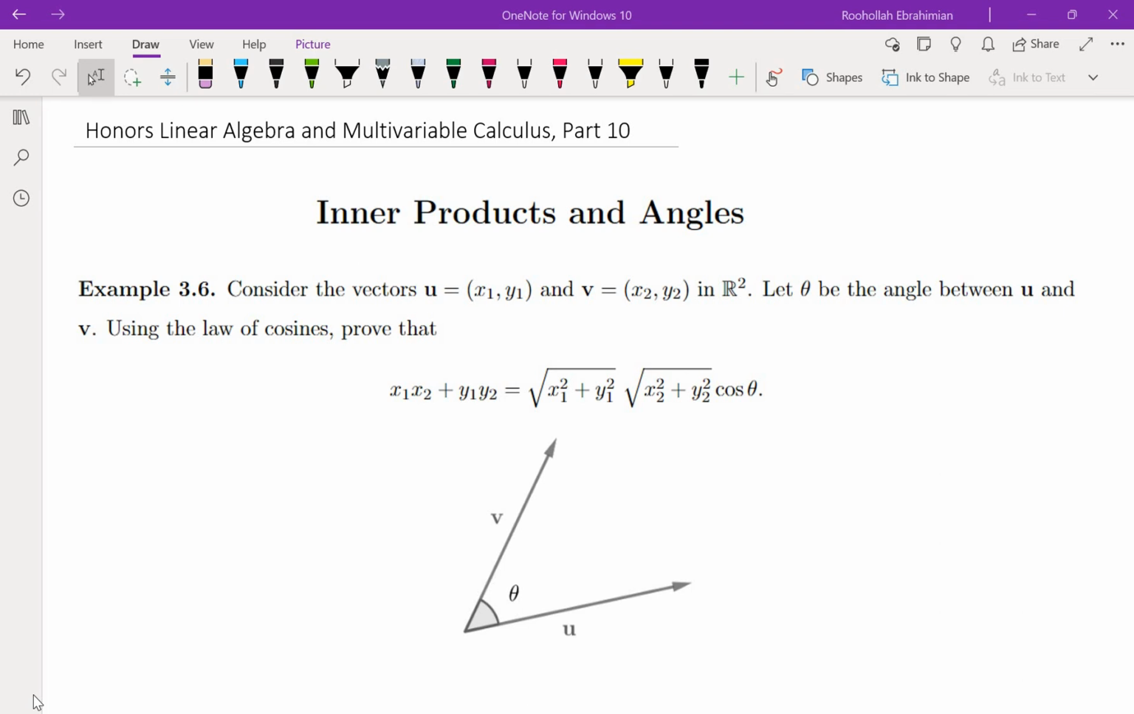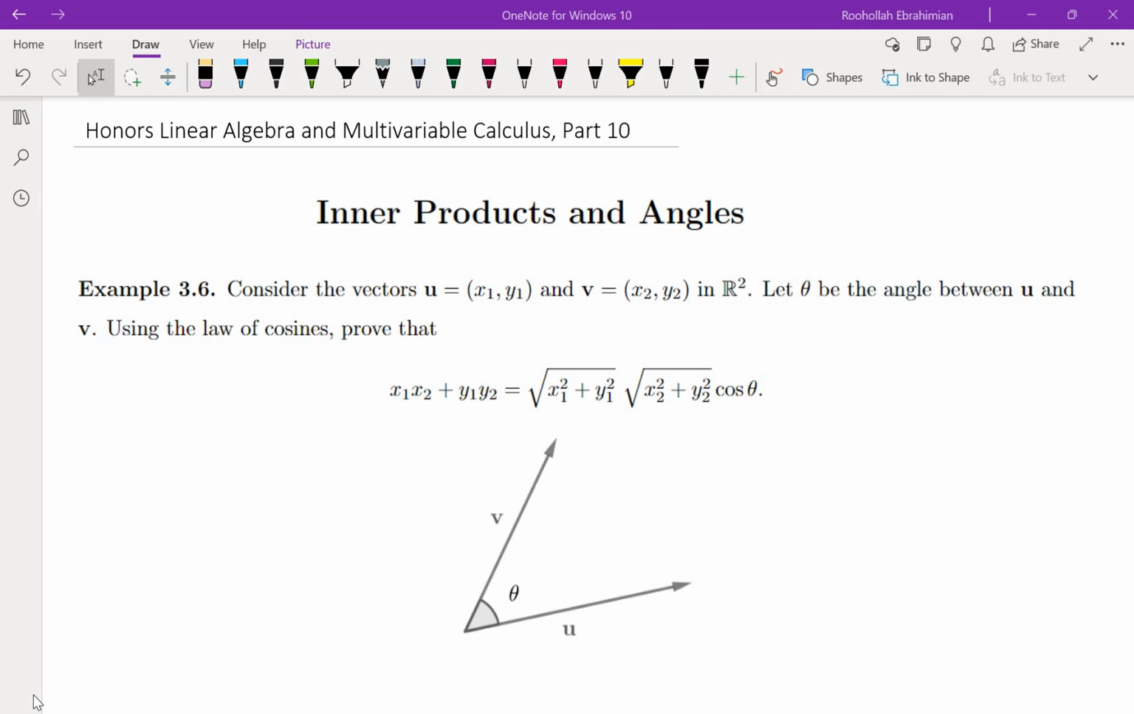Hello, in this video we're going to go over inner products and angles in vector spaces. Consider two vectors. I'm going to start with an example to understand the idea of inner product and why we need them, and then we'll go over the official definition, and then we'll do some examples.